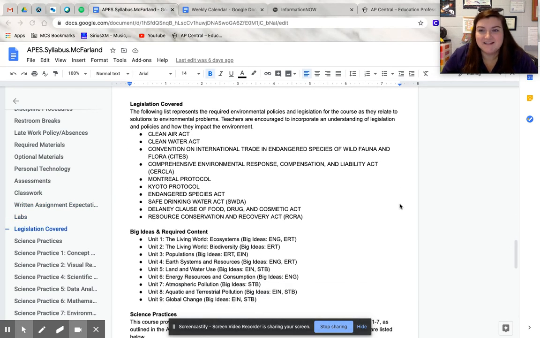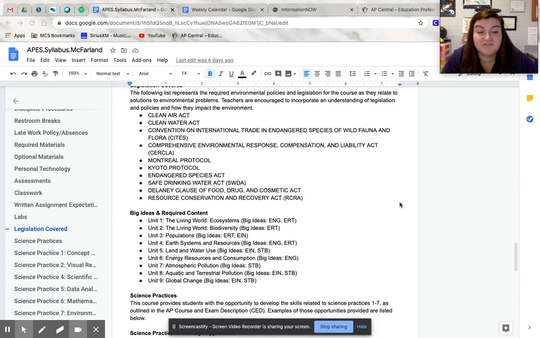I will also add that with AP courses, there are a lot of things that I'm required to add into my syllabus for the AP College Board. So it is a hefty syllabus, I'm sorry. We are required to add in all of the legislation that we're going to cover this semester. That's going to be the Clean Air Act, Clean Water Act, obviously, the more obvious environmental legislation. You've got the 9 units that we'll be covering.